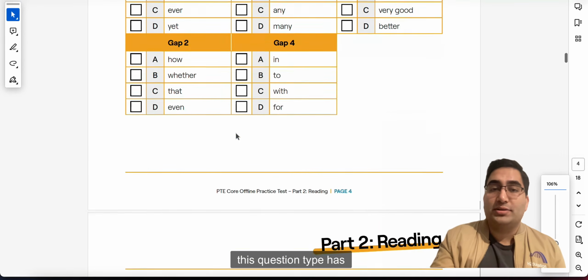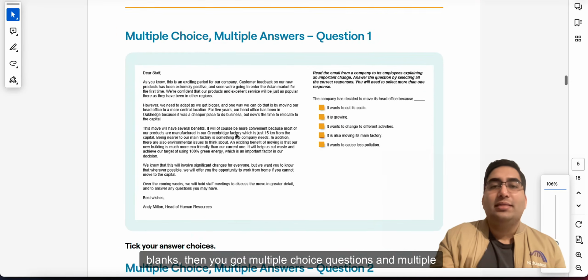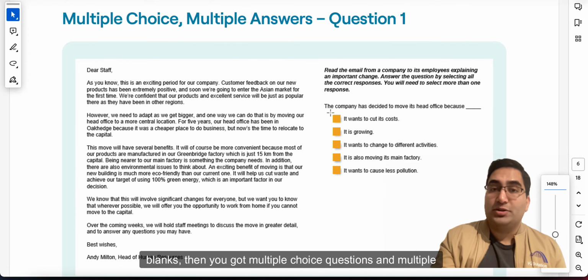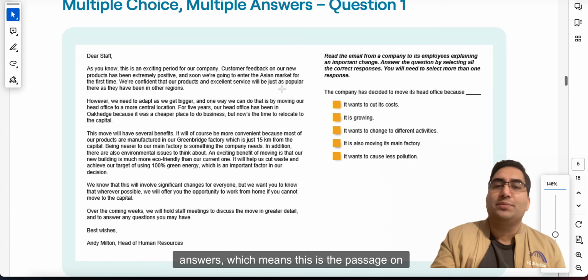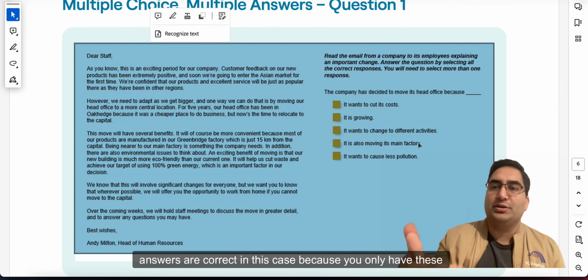And this question type has 5 to 6 questions, so a lot of fill in the blanks. Then you got multiple choice questions and multiple answers, which means this is the passage on the left-hand side, and these are the options. You would have to select more than one option. So either 2 or more answers are correct.